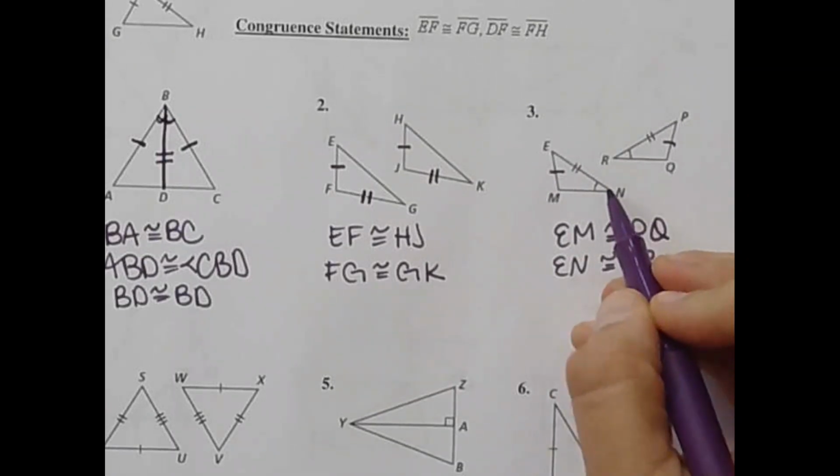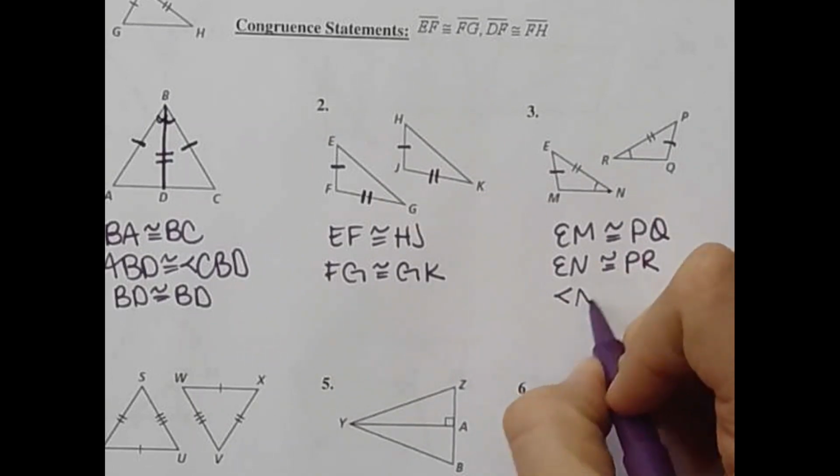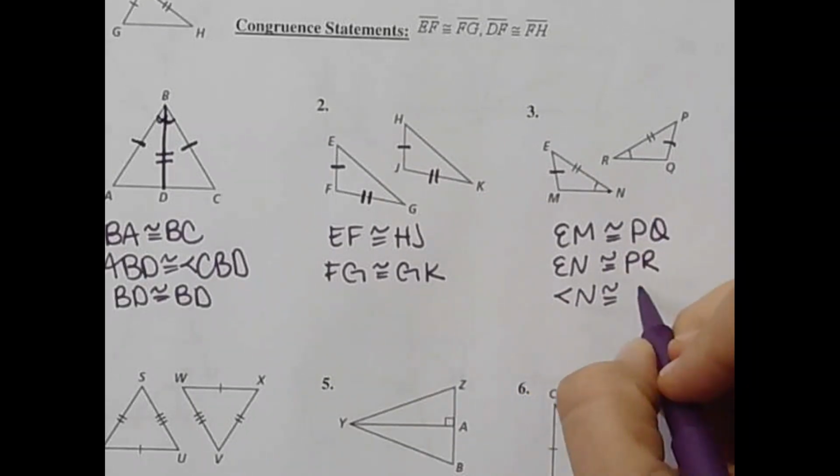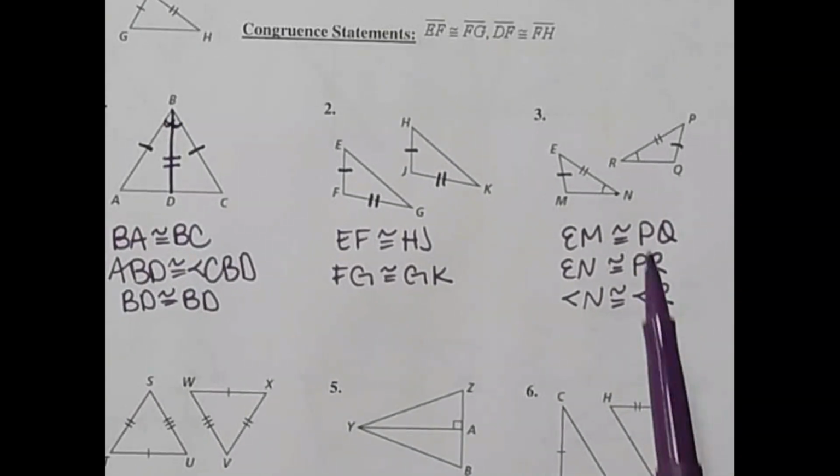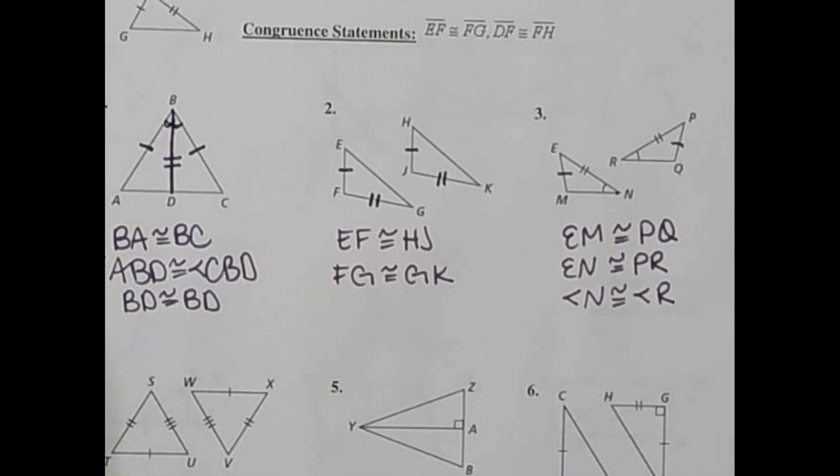And finally, this one over here. Now this is nice and easy. I only have to name it with angle N is congruent to angle R. Why did I only have to use one letter on this one? Well, there's only one angle at N. So that's what you're going to do.